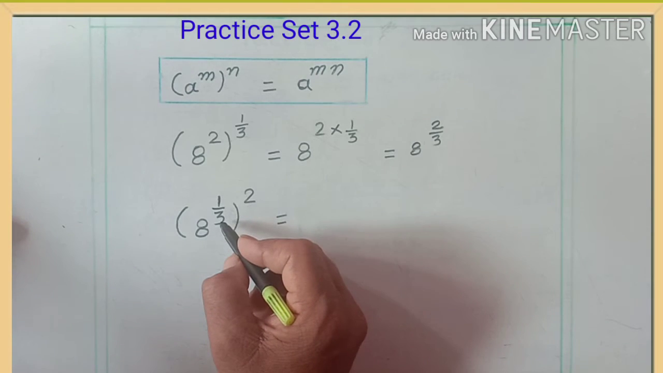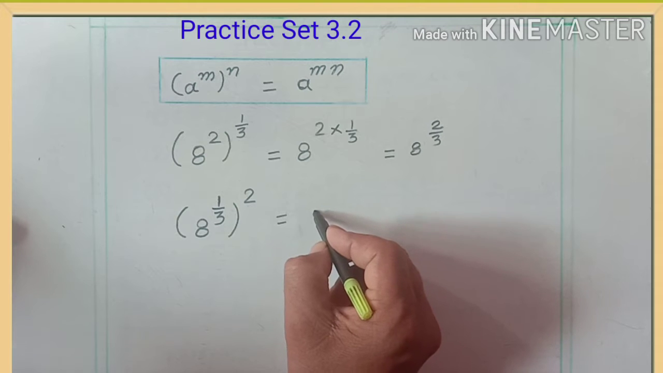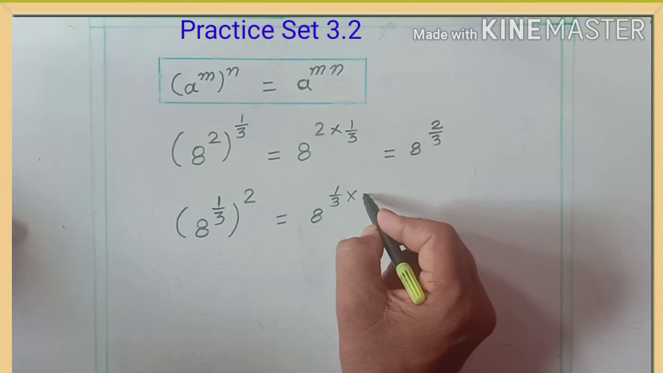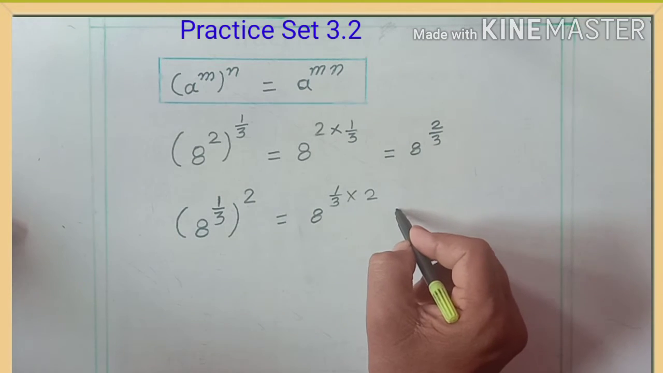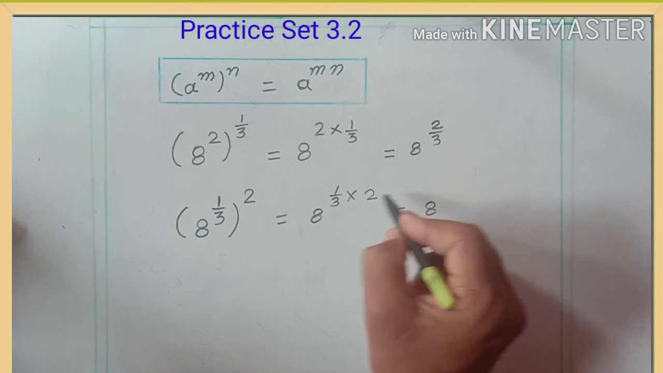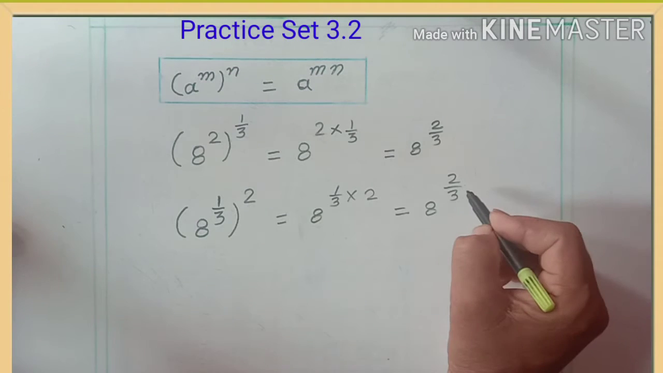8 raised to 1 upon 3, bracket raised to 2, is equal to 8 raised to 1 upon 3 into 2, is equal to 8 raised to 2 upon 3.